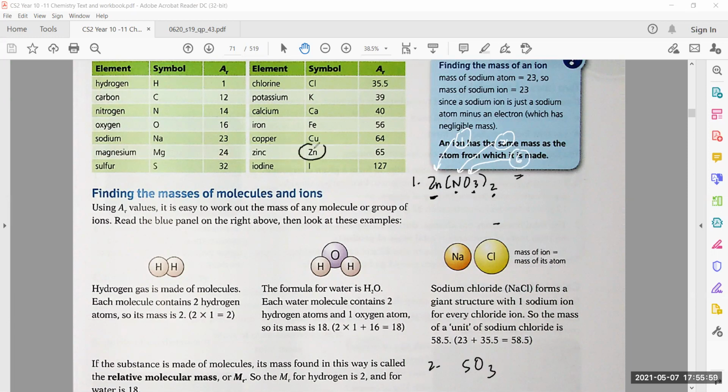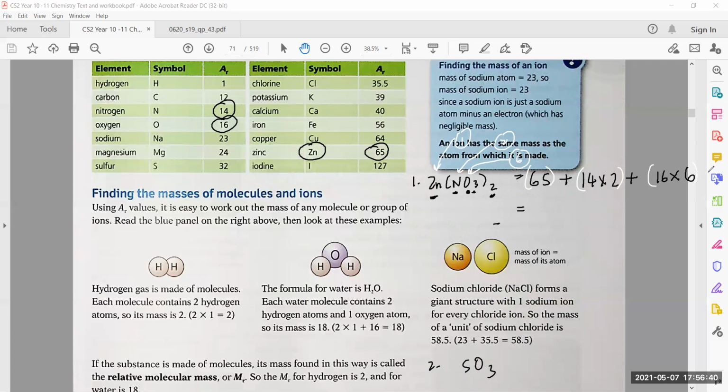So zinc is 65. So we take 65 plus, not multiply, plus. Everything here is plus. Then nitrogen, you have 2. So 1 nitrogen is 14, 2 nitrogen is 14 times 2. Then oxygen is 16. And then oxygen, how many do you have? 3 times 2, 6. You add them together, zinc plus nitrogen plus oxygen. So you're adding them together, plus, plus.